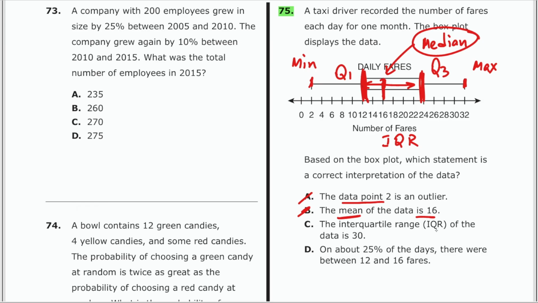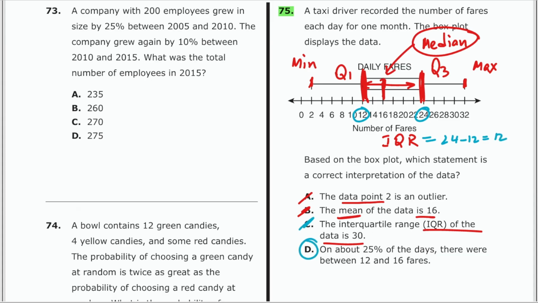The interquartile range IQR of the data is 30. So that's the only one that is for sure incorrect, 100% incorrect. Why? Because this number is 12 for the Q1. This number is 24 for the Q3. So our IQR is equal to 24 minus 12, which is 12. So it's definitely not 30. So C is out. Therefore, it's D.